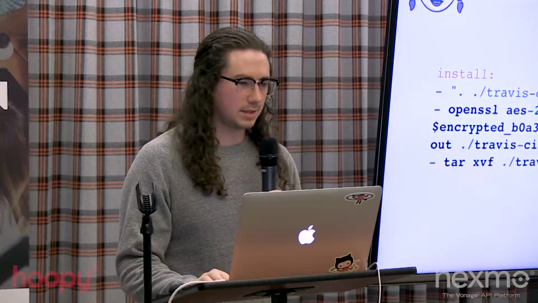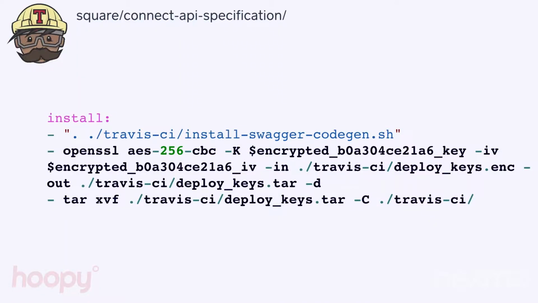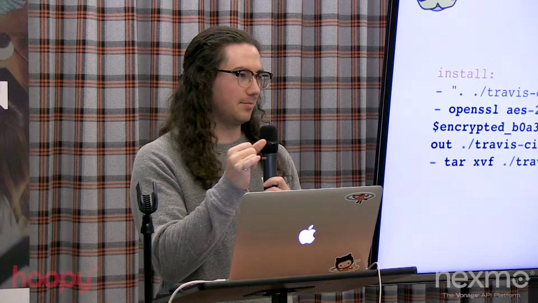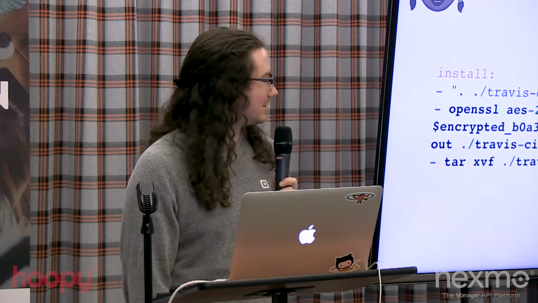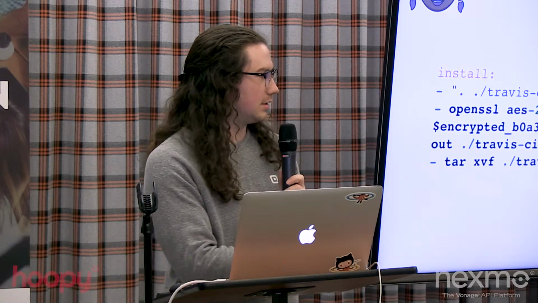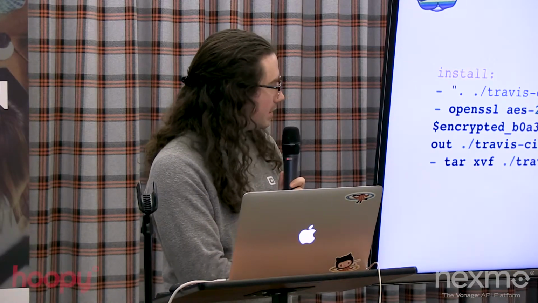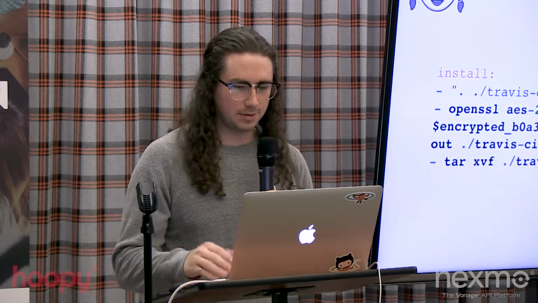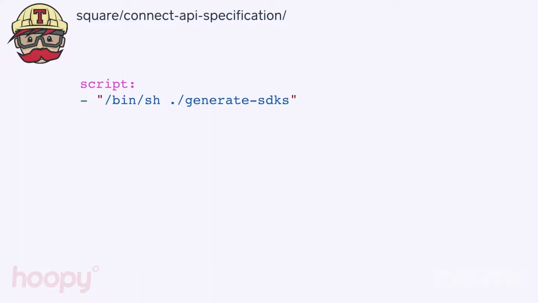This line is a section about decrypting some secrets. Travis CI has some built-in infrastructure for encrypting secrets. It's kind of tricky because you can never see your secrets again, so it's a little bit harder to use on a team, right? Because only one person really knows the secrets. So basically we keep some deploy keys in a zip file or tar file, and then we decrypt those on the build machine. And then we have a script that generates all of our SDKs.